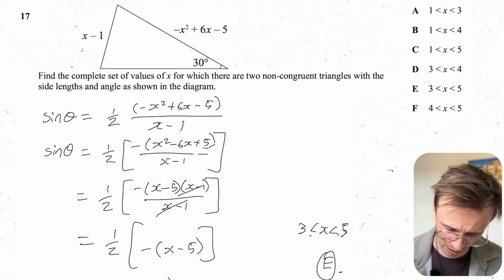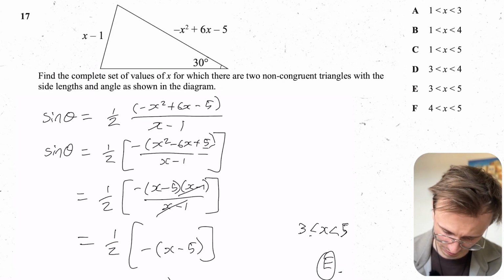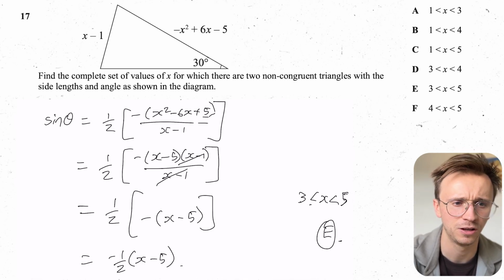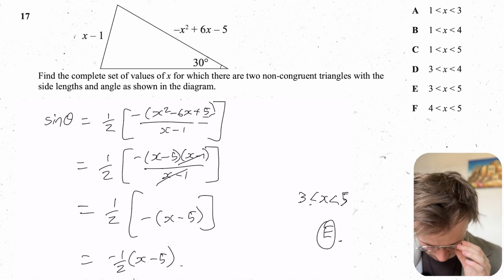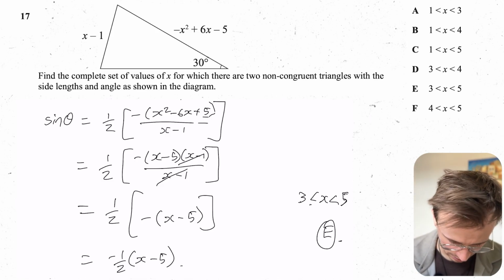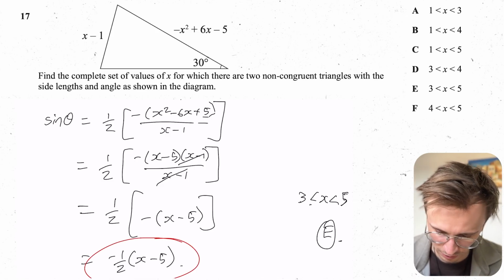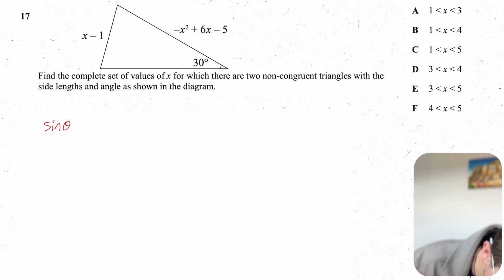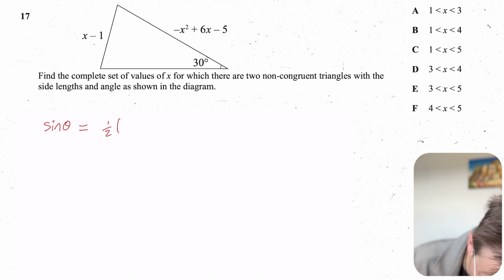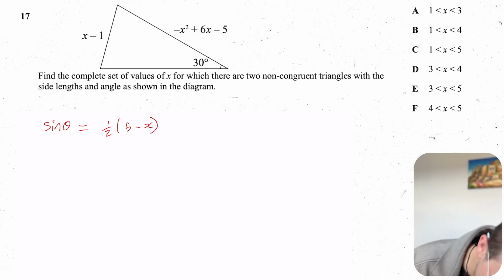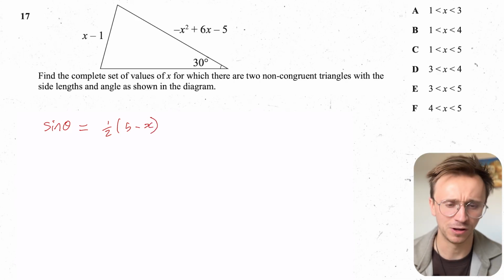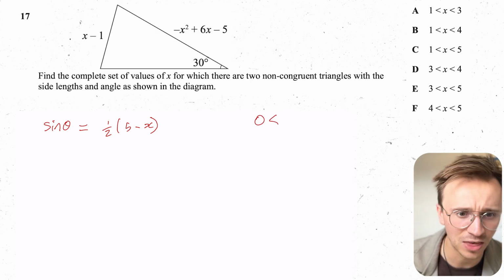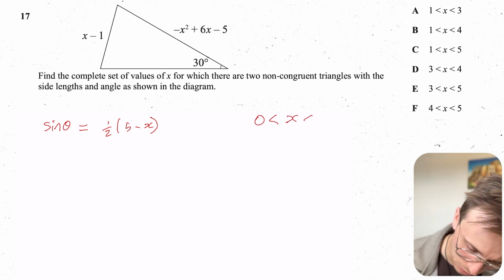Okay, and finally is 17. I got so close on this one and I'm really annoyed I didn't get the ending bit. So we worked out that we have this equation for sine theta. Now, to be a bit more accurate, if we go on to the next page, sine theta equals a half (5 minus x). And then we want to consider what our values of theta can be. Well, realistically, we can have theta between 0 and 150.